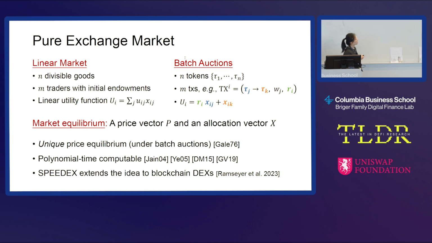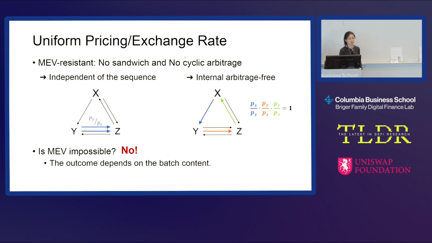Beyond these theoretical results, Ramseyer, Goel, and Mazières extend this beautiful market equilibrium idea to the blockchain setting. They develop a more practical computation algorithm and a batch auction DEX called SpeedX, and our work is based on this formulation. So far, I think we are more familiar with batch auctions, and we can continue to discuss MEV in this scenario.